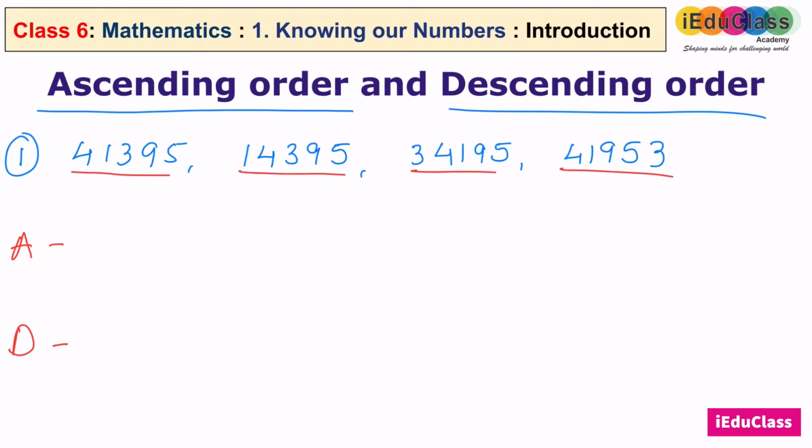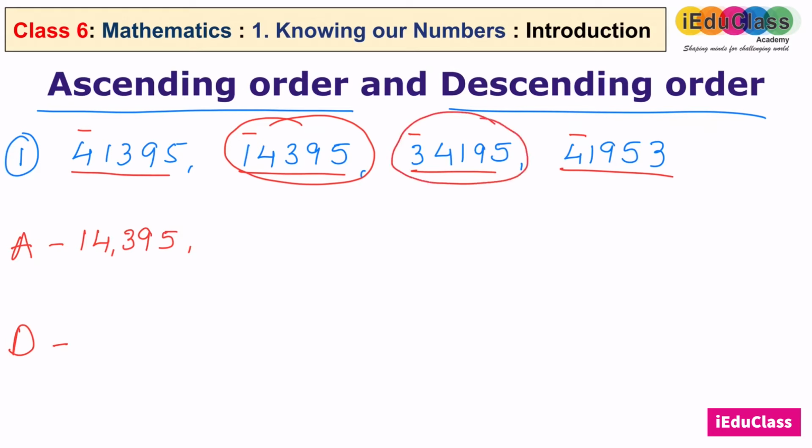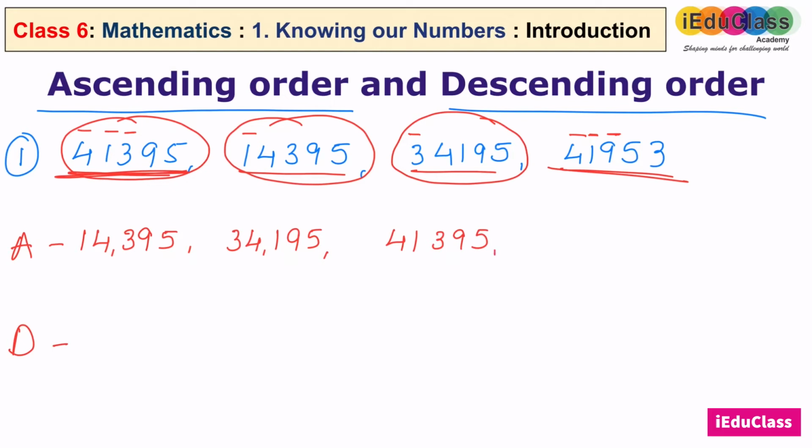Okay, all are 5-digit numbers. So you will start comparing from the first digit: 4, 1, 3, 4. So this is the smallest, it will come first: 14,395. Now of the rest, the 3 will come second, because 3 is smaller: 34,195. Now the remaining 2 numbers: the second digit is 1 in both. The third digit is 3 here and 9 here. So 3 is smaller, so the third number will be 41,395. At last this number will come: 41,953.